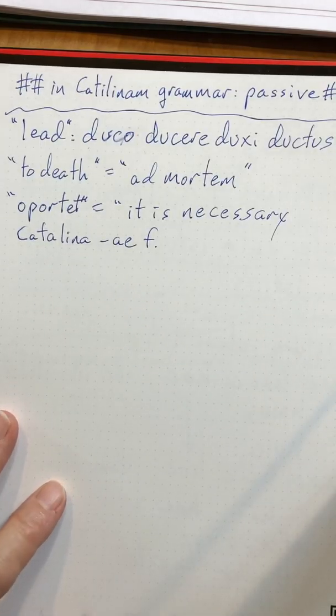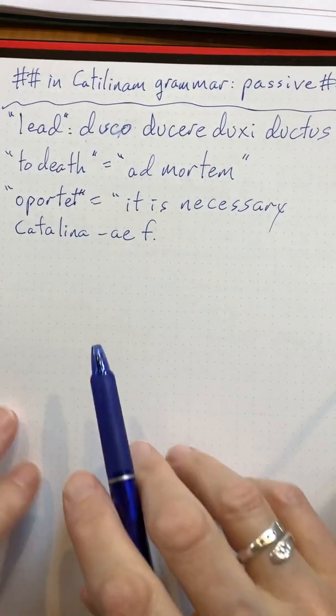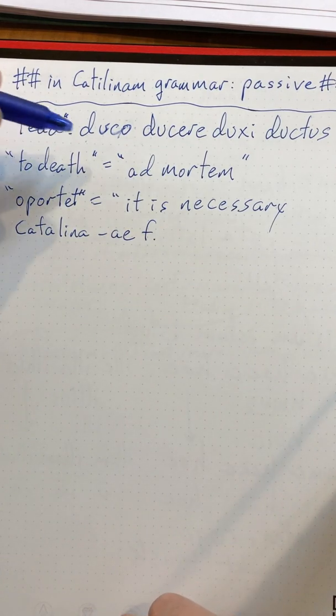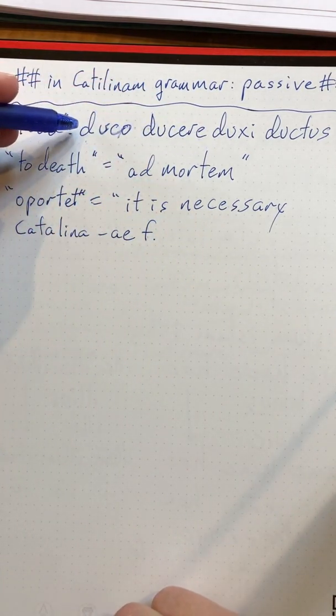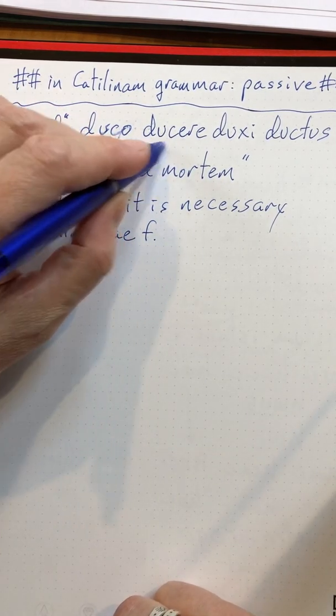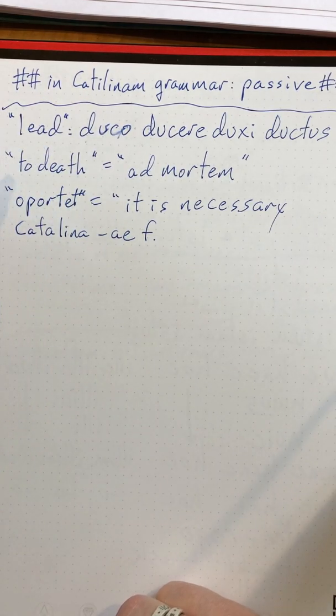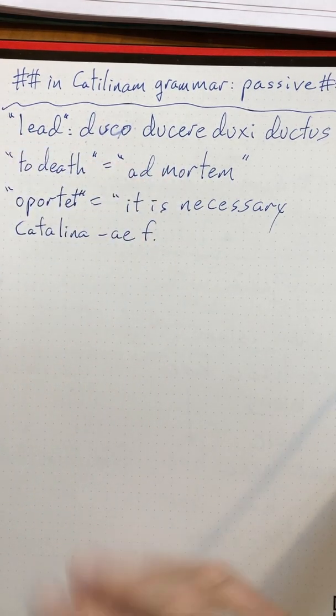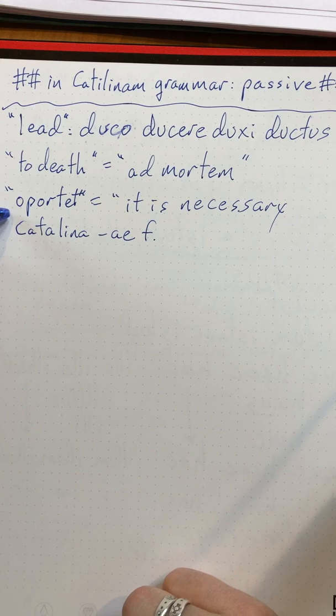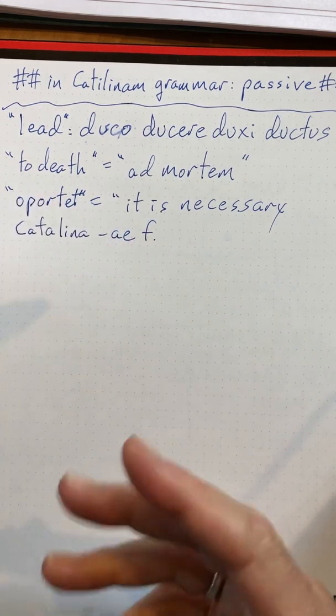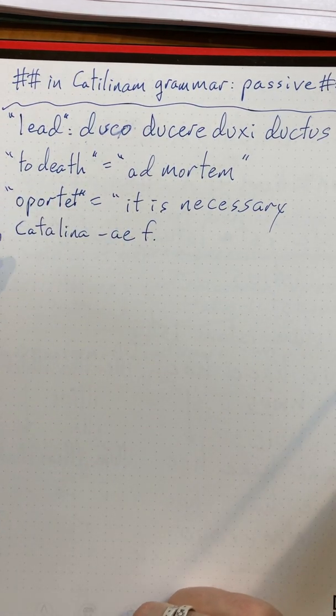So here I've just set up the vocabulary that we're using. We've got a few simple words here. Lead: duco, ducere, duxi, ductus. We can tell by the principal parts that this is third conjugation. And particularly these two elements here give us the present active stem, which is always a little tricky with the third conjugation. The expression "to death," ad mortem, super easy. Oportet, this is a defective verb. It only has a third person singular. So it means "it is necessary," which we use a lot, but it's funny when you come across it in Latin. And remember that names in Latin have declensions. You can see Catilina is a first declension noun.